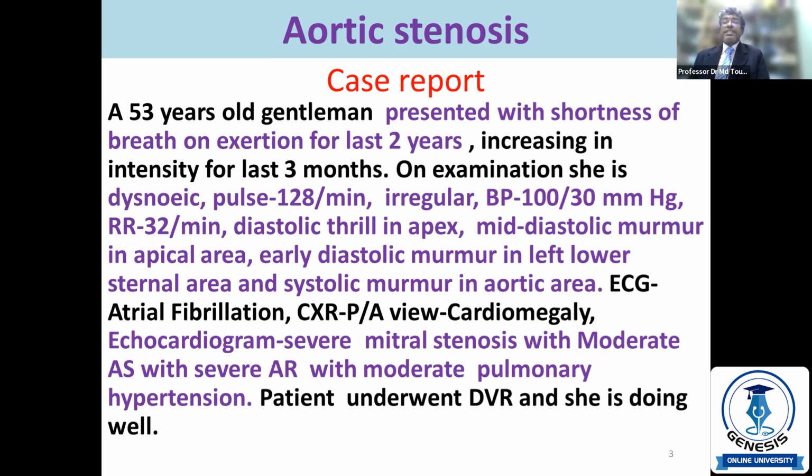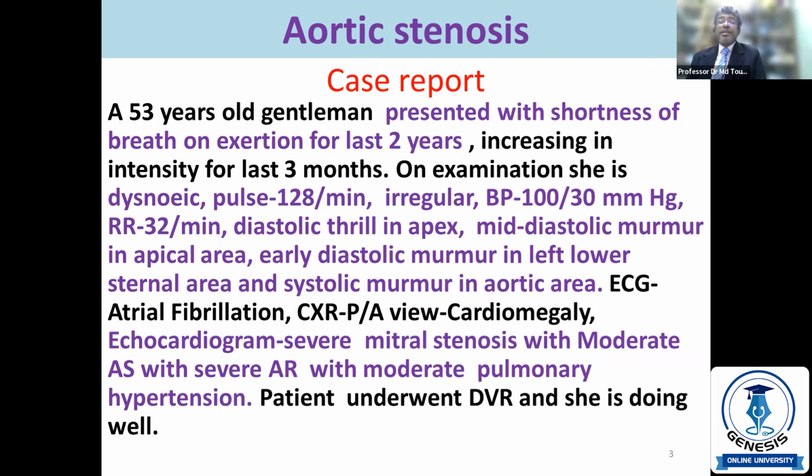So what are the presentations here? The patient has double valve disease. As a double valve replacement has been done, this is double valve pathology. That is, there is pathology of the mitral valve as well as the aortic valve. In the mitral valve, there is severe mitral stenosis, with moderate aortic stenosis and severe aortic regurgitation. Here the mitral valve pathology is a stenotic lesion. There is severe mitral stenosis.